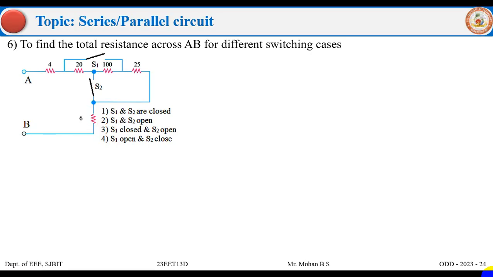So to find the total resistance across A B for different switching cases, we have four cases. Case 1, S1 and S2 are closed. Case 2, S1 S2 are open. Case 3, S1 closed, S2 open. Case 4, the opposite, S1 open and S2 closed. So let's see how we solve this to find the total R equivalent across A and B. So let's take the first case.